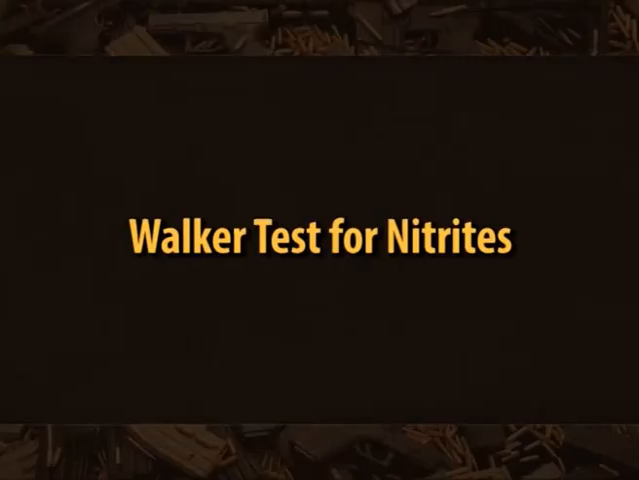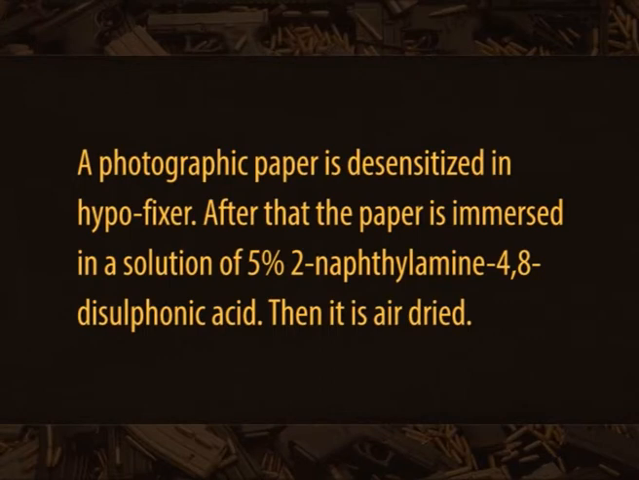Walker test for nitrites. This test is employed for the presence of nitrites in the partially burnt and unburnt propellant particles. In this test, a photographic paper is desensitized in hypofixer. After that, the paper is immersed in a solution of 5% 2-naphthylamine 4,8-disulfonic acid. Then it is air dried.